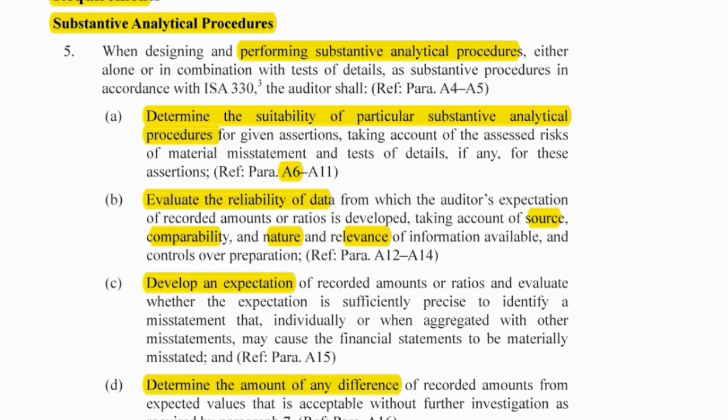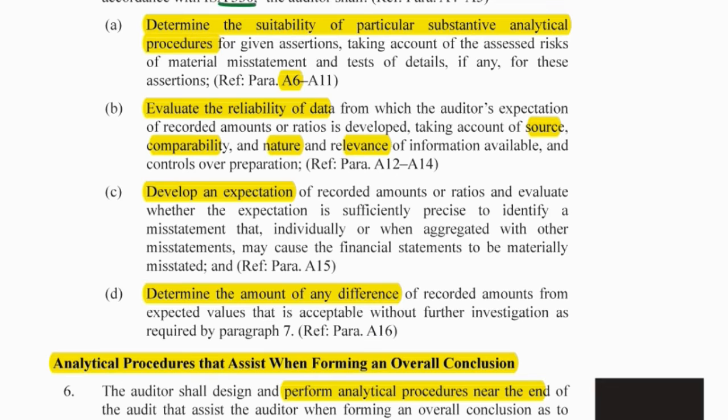Okay, so what are the requirements? Substantive analytical procedures can be either done alone or in combination with tests of details, and it refers you to ISA 330, which is where you go and develop the audit plan. And it says you need to look at the suitability of the analytical procedure, the reliability of the data that you're getting. You need to have some sort of expectation, so that you can go and see if your analytical is actually reasonable.